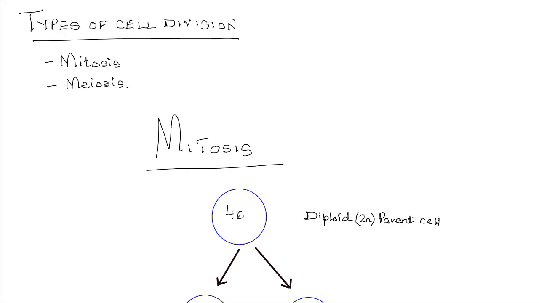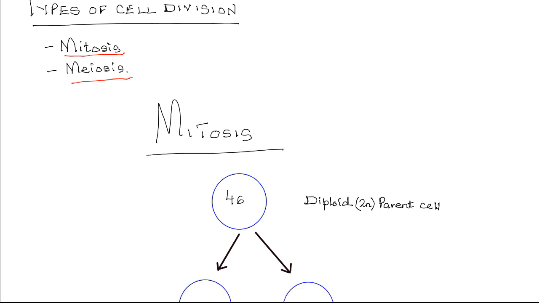Types of cell division. There are two types of cell division, namely mitosis and meiosis. We will start by looking at mitosis.